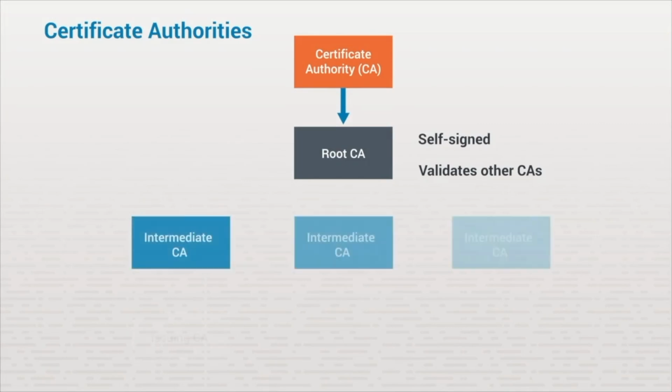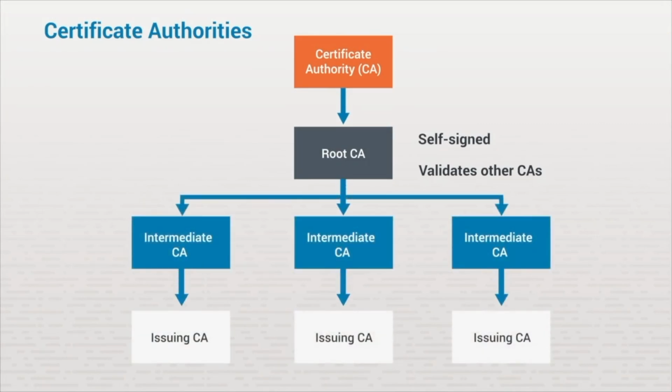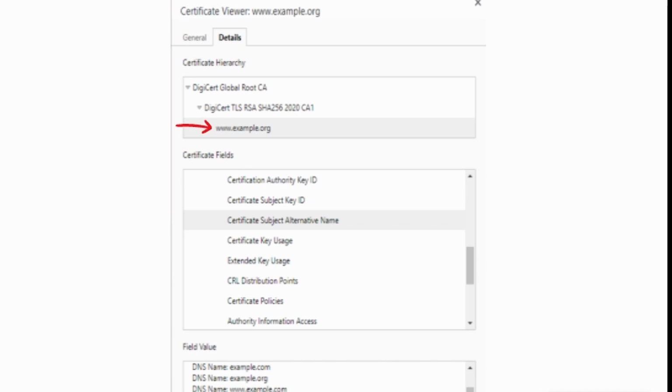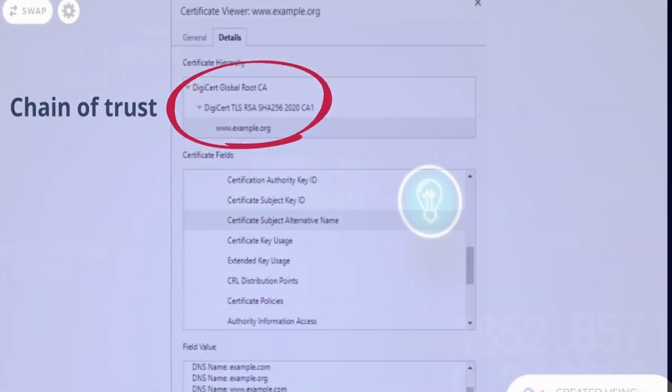Under the root CA, you have subordinate CAs, also known as intermediate CAs. You can have multiple intermediate CAs based on their policies and regulations. The intermediate CAs validate the issuing certificate authorities, and the issuing CA is the one that hands out certificates. When you check the certification path in a web browser, you can usually see the structure. For example, we see that their server certificate was issued by this intermediate CA, which was signed by this root CA. This structure is known as certificate chaining or the chain of trust.